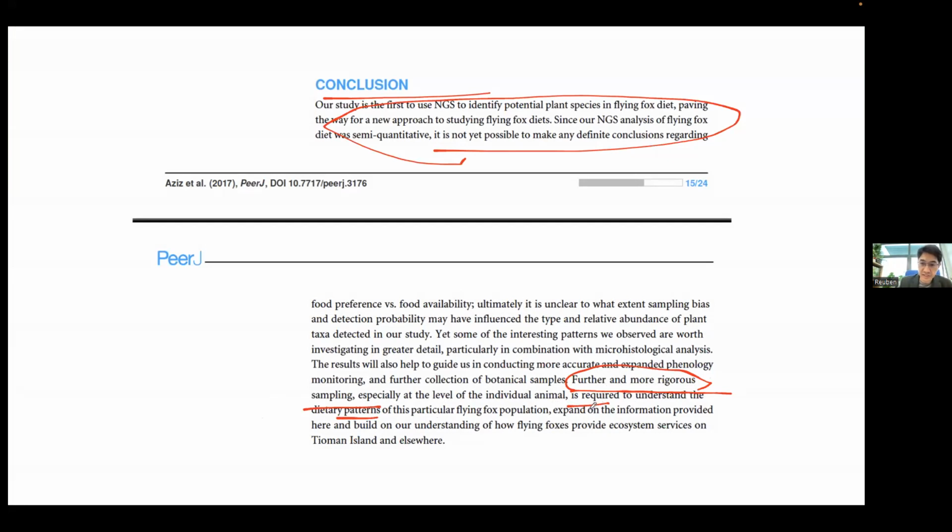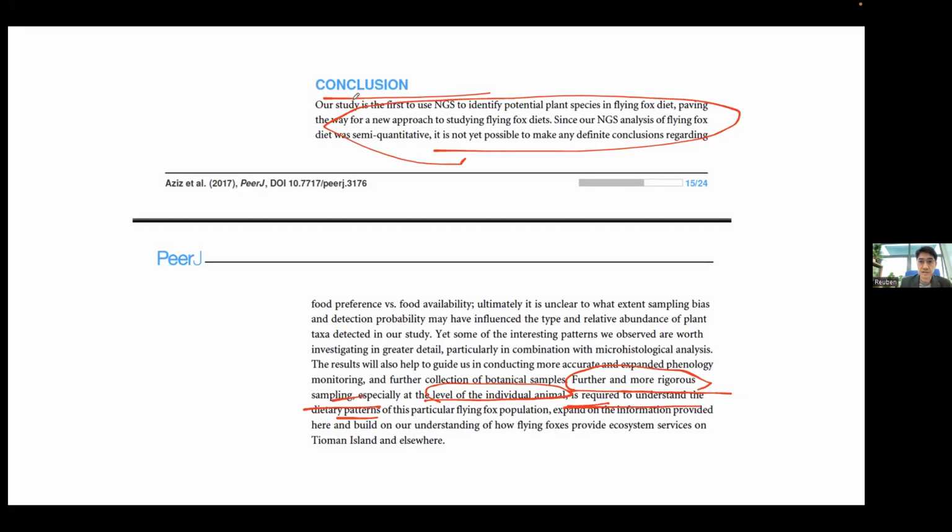So in this case, we are trying to tell the reader that we need sampling done at the level of the individual animal. Right? Don't give a vague general recommendation. There's always going to be "more research is needed." Reviewers are tired of that. So try not to say that. Try to be more specific about what you mean.